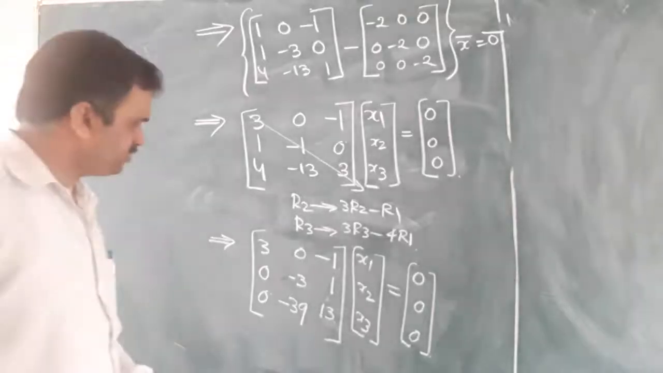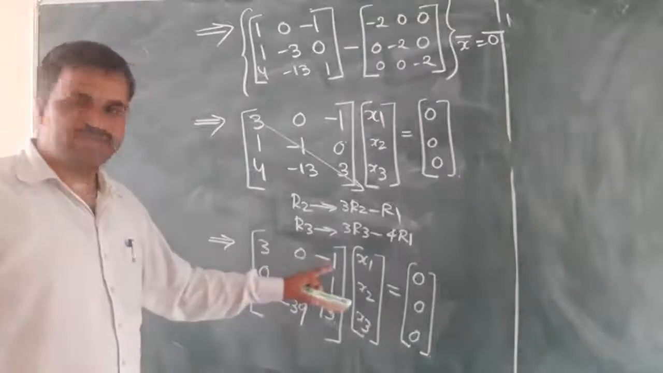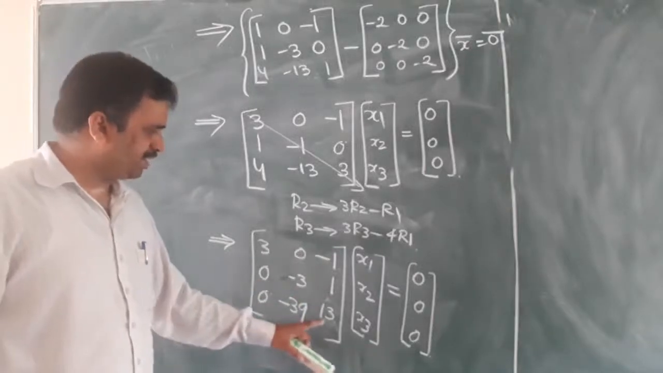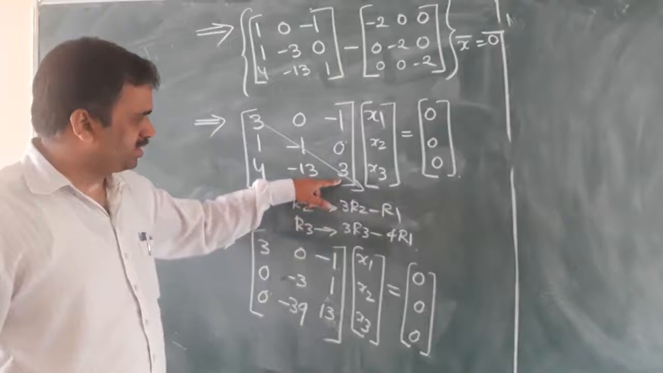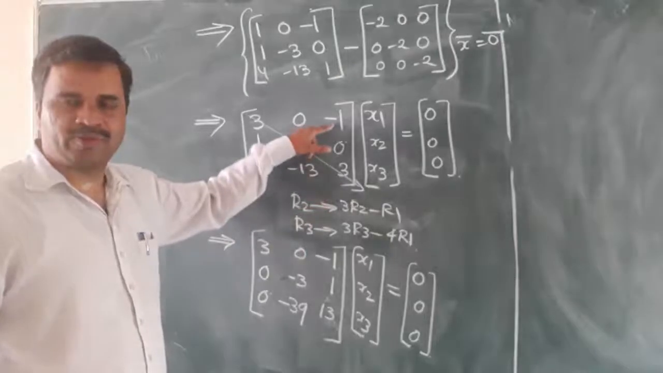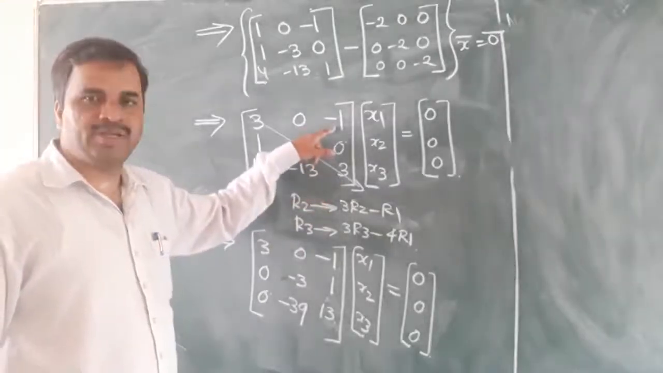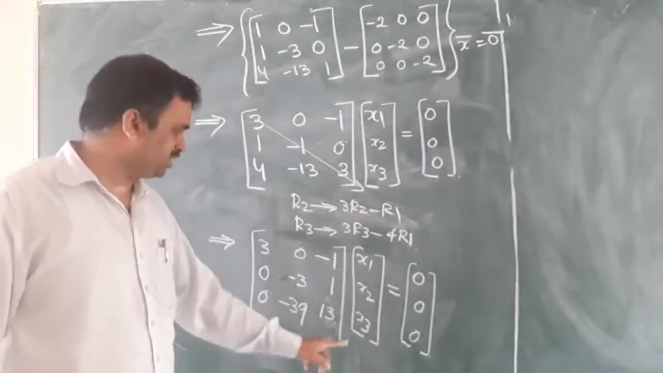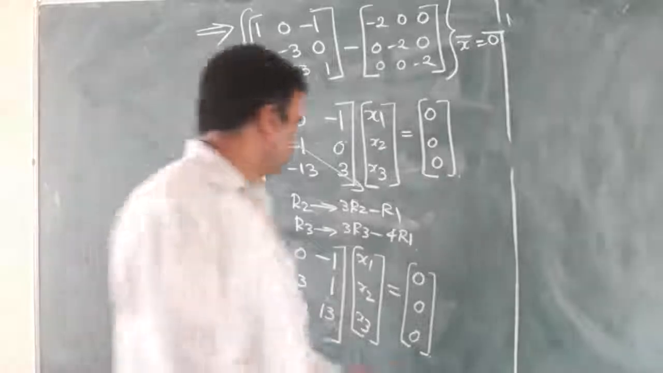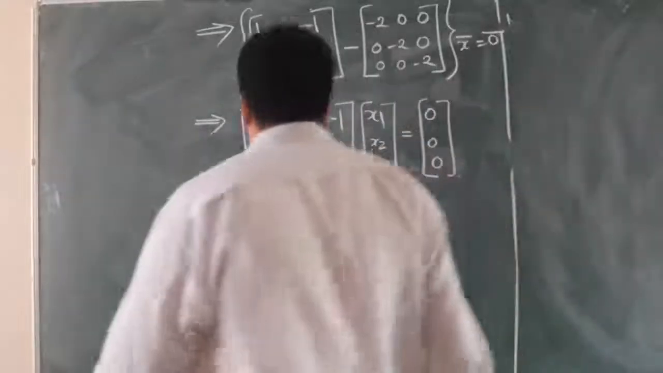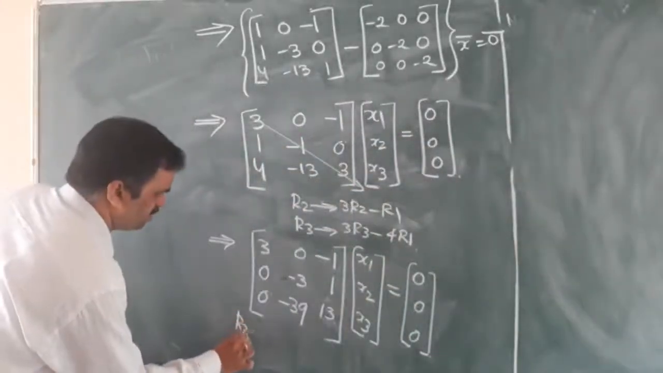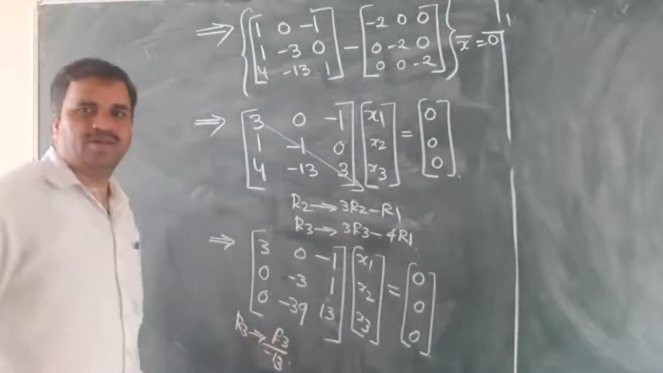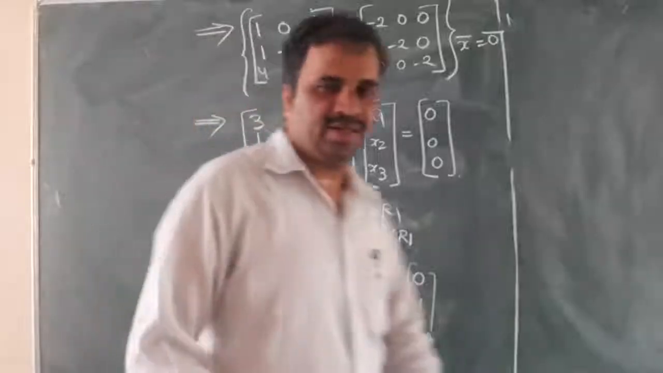Yes. Now continue. 3, 0, minus 1. 0, minus 3, 1. 0, minus 13, 13. Here 3 3 is 9. And here I have to multiply 4, minus 4. 9 plus 4, 13. I can divide by 13 also, I can divide by minus 13. Okay, let's come on. R3 implies R3 by minus 13.